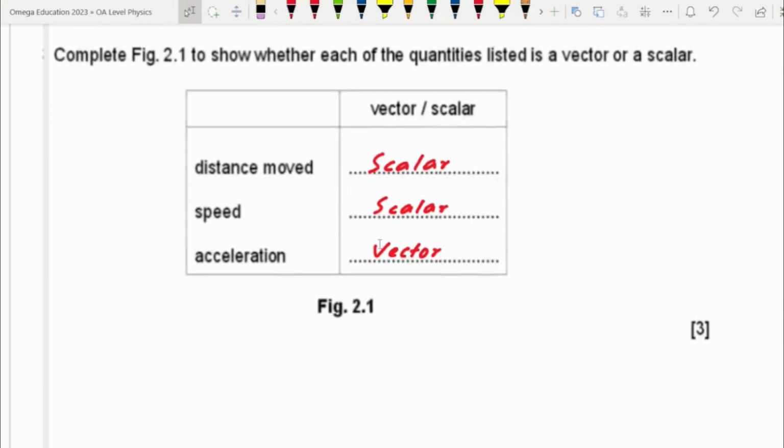Then you need to complete the table in which you have to filter out the scalar and the vector quantities. Distance is scalar, speed is scalar, and acceleration is vector because acceleration is in a certain direction.